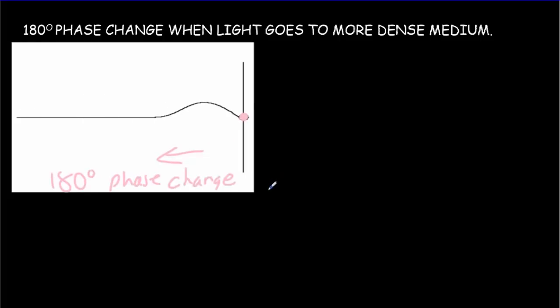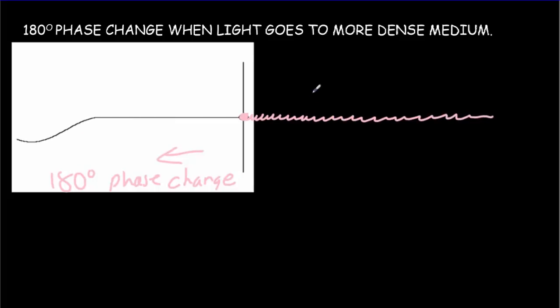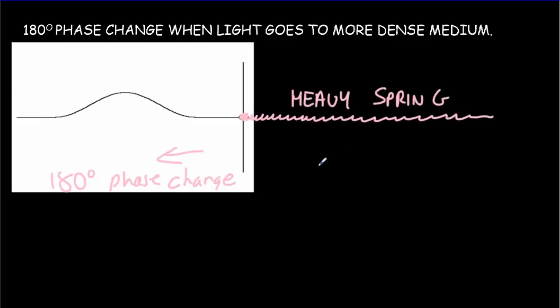And then we began to attach the slinkies one to another. And if we were to attach a heavy spring on the other side, then we'd still get this 180-degree phase change because of the inertia of that heavy spring. Some of the pulse would be transmitted through, but the reflected part would go through a 180-degree phase change, or an inversion. But it also works for the media that light travels through.